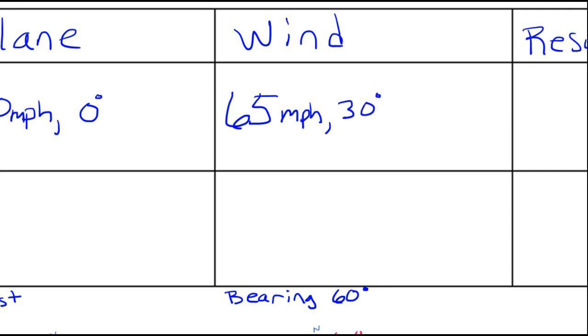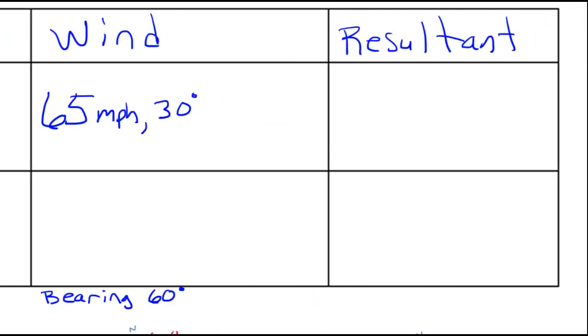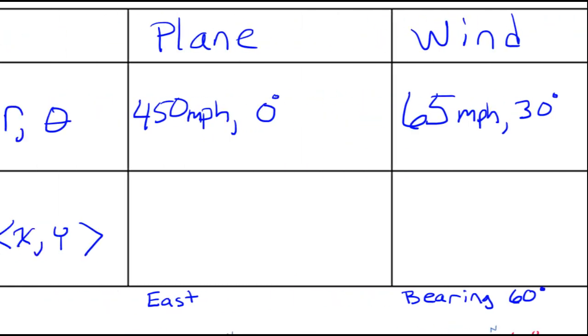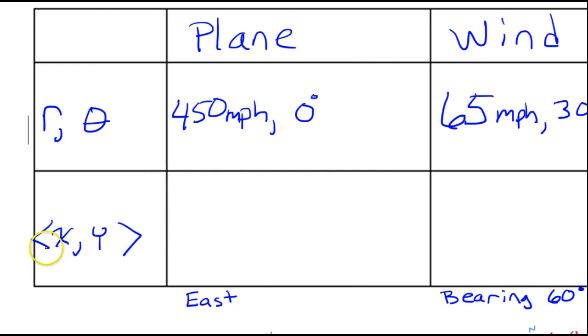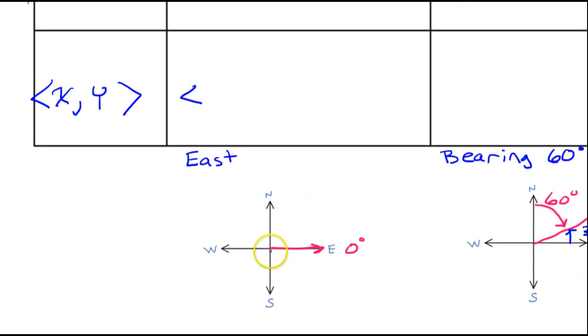Now, if only there was a way to directly combine magnitude and direction to get a resultant vector. But sadly, there is not. That's why we must convert these into component form, x and y, horizontal and vertical. Now, what's going on with the plane here is a special case when we think about component form. The plane is traveling due east. That means there is only a horizontal component. There is no vertical component.